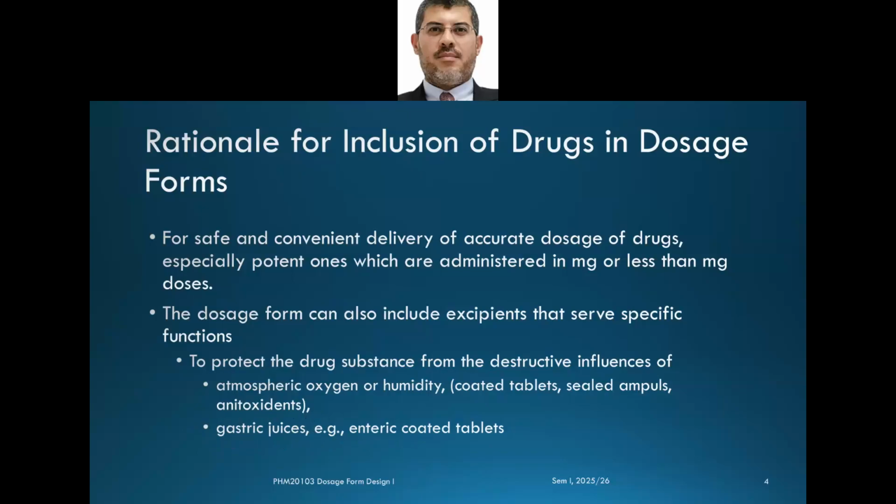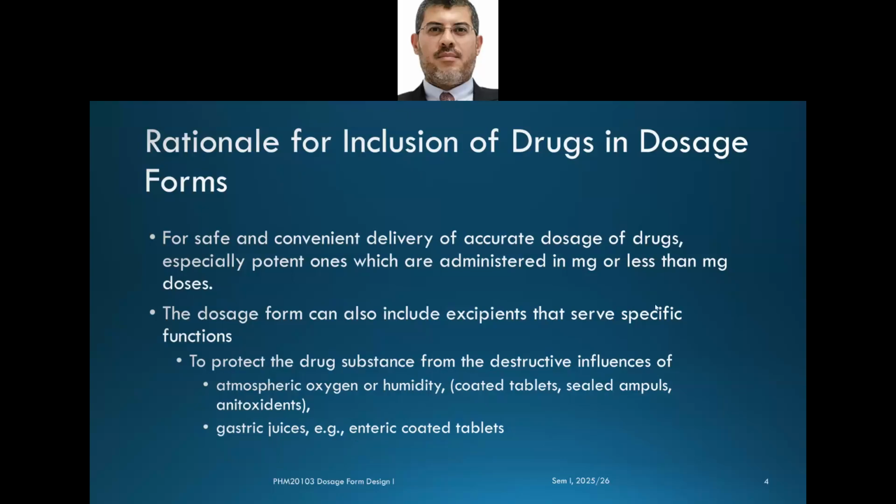And then after it passes to the duodenum and then jejunum, where the pH will be neutral and then turning to alkaline, then here only the coat of the tablet will dissolve, and then the tablet will disintegrate and the active ingredient will be released. And in that alkaline pH, it will not be destroyed.